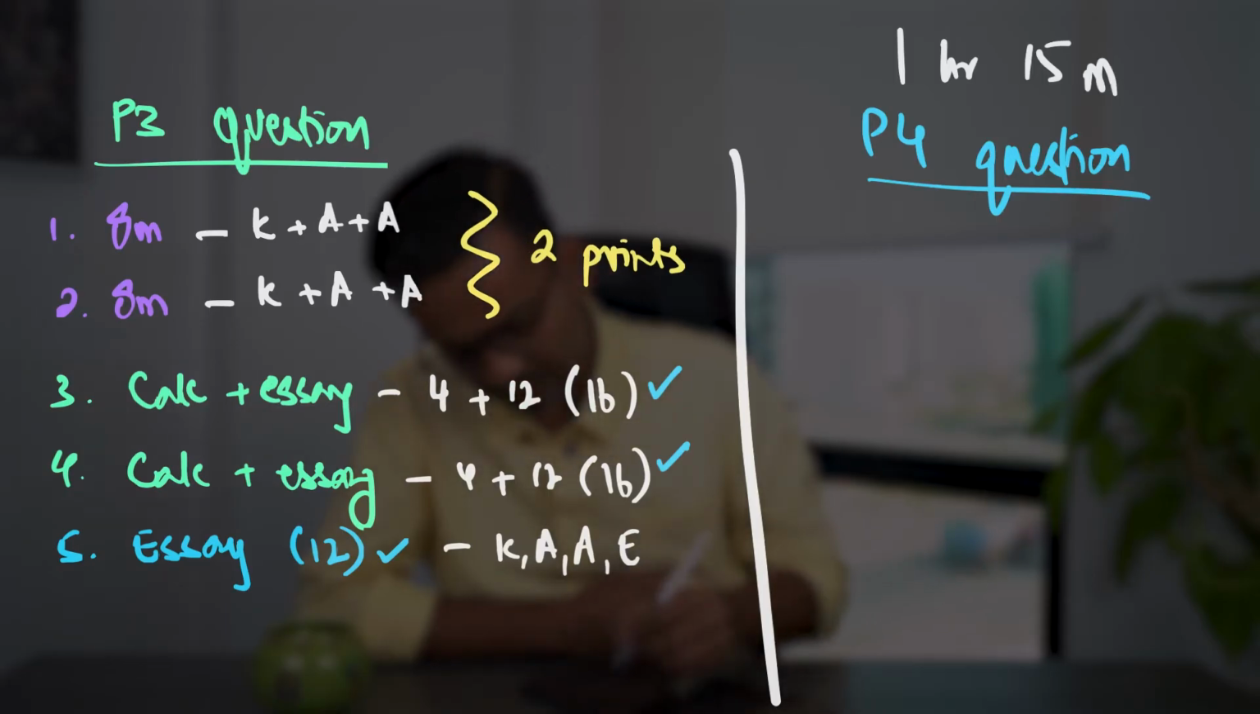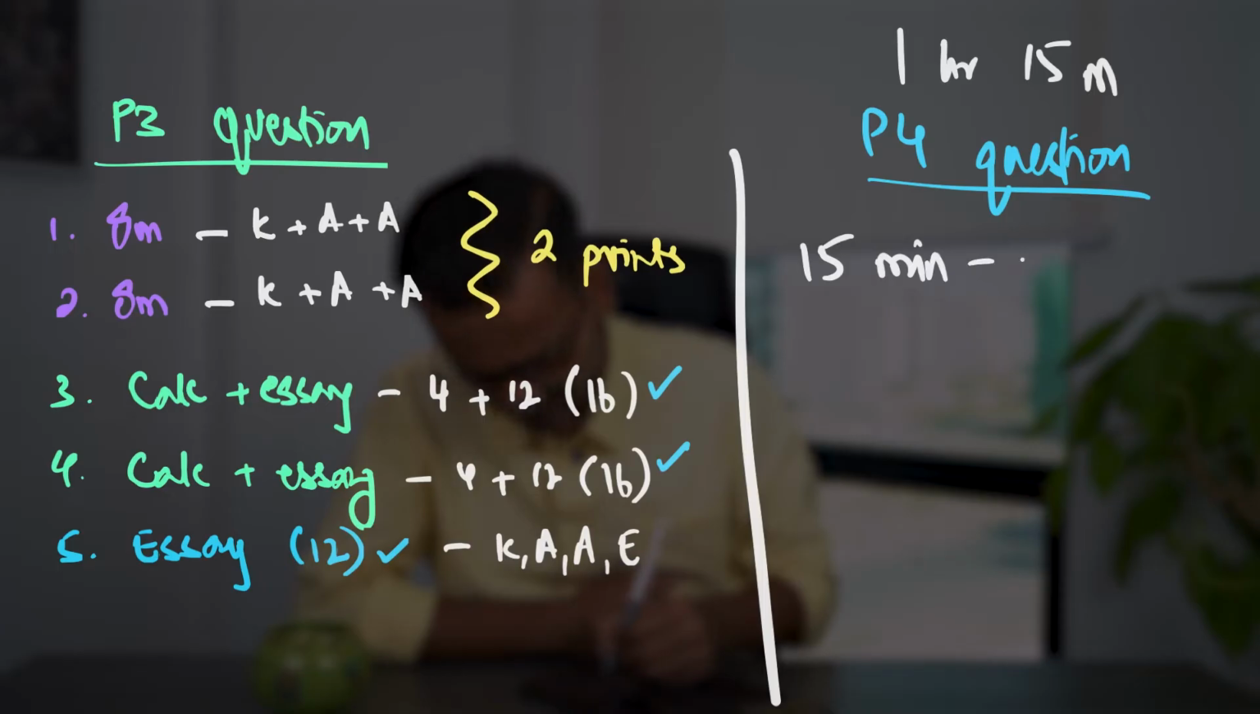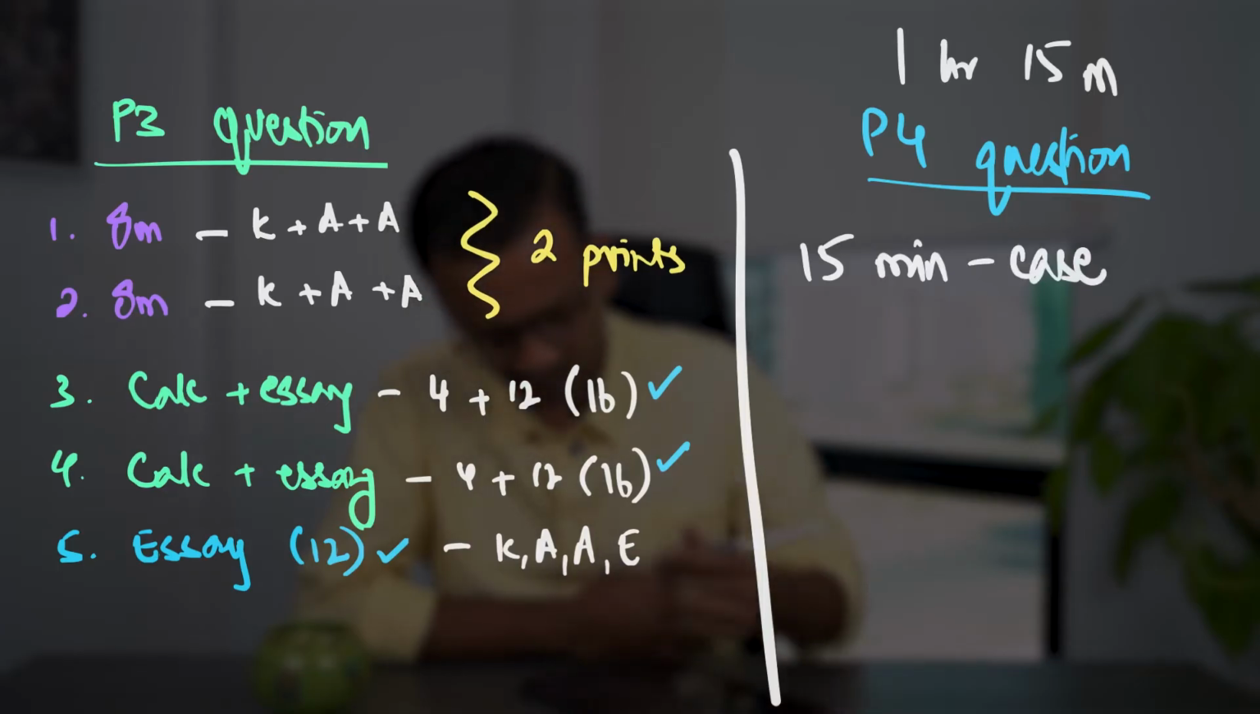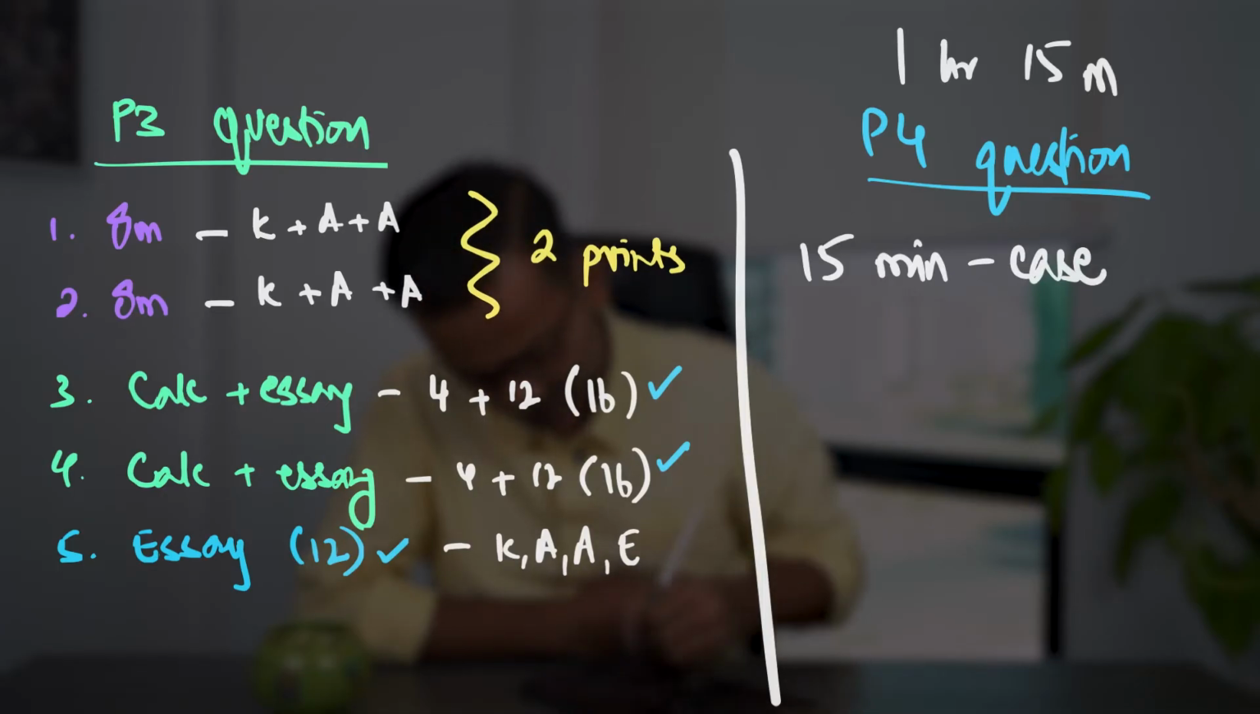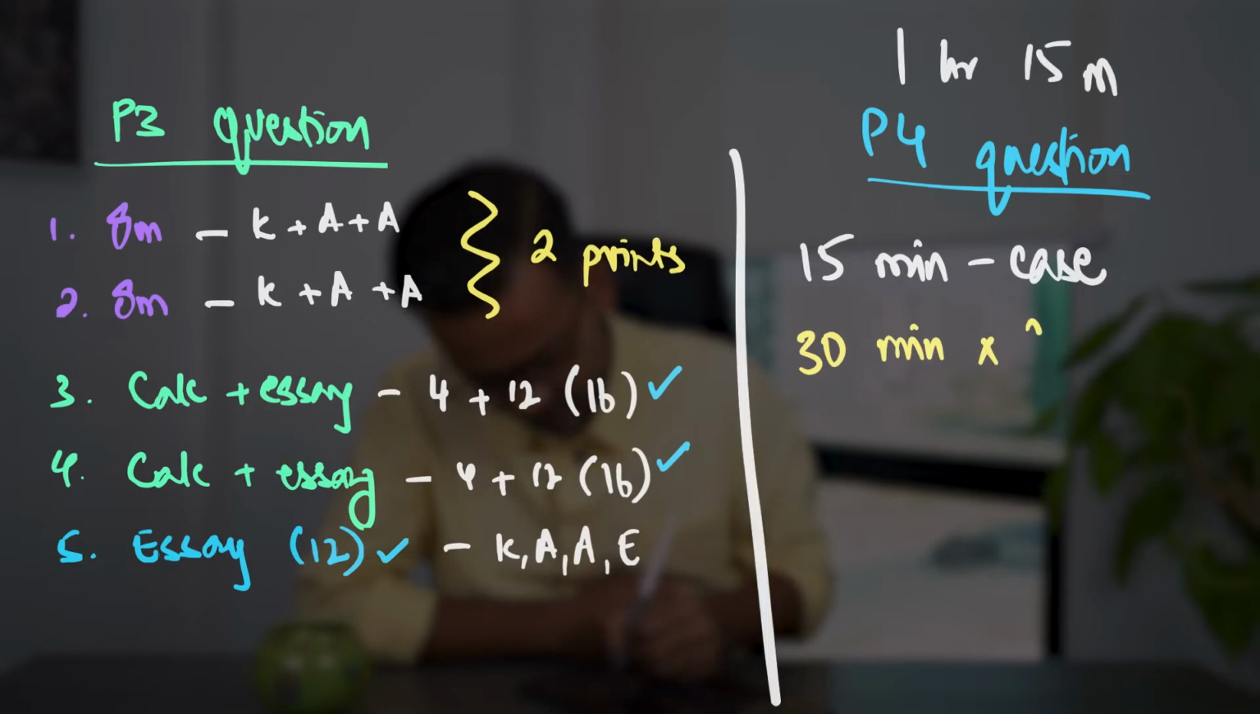to answer this, which means dedicate 15 minutes to the case study, reading it. And that's including the time that you will go back and forth between questions as well. That leaves you with 30 minutes each per 20-mark question. So 30 minutes, 2 questions, that's where the other 1 hour goes.